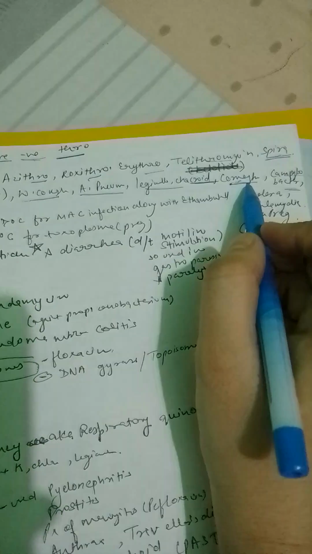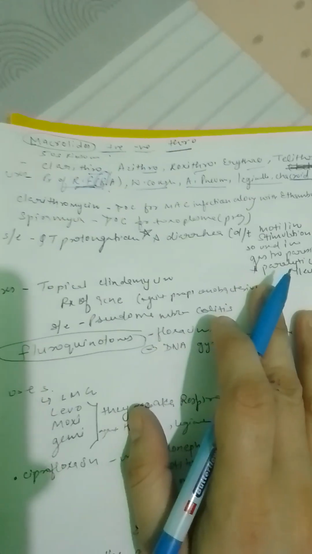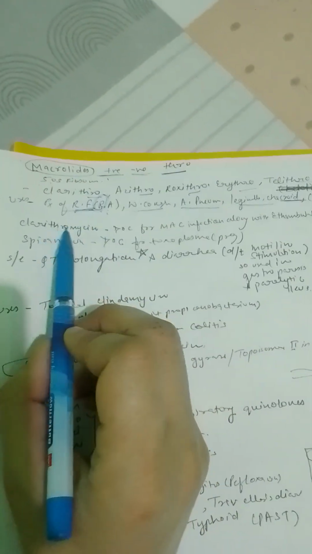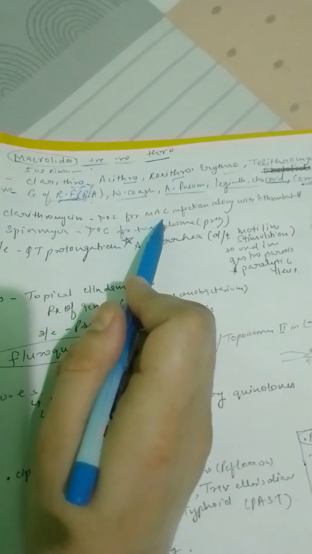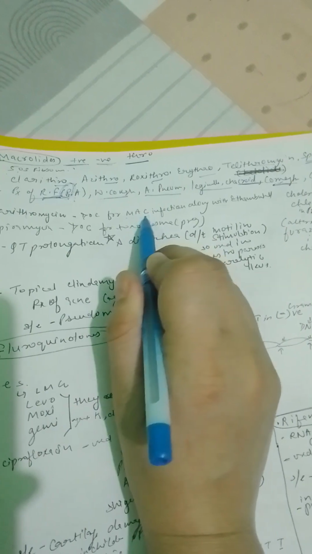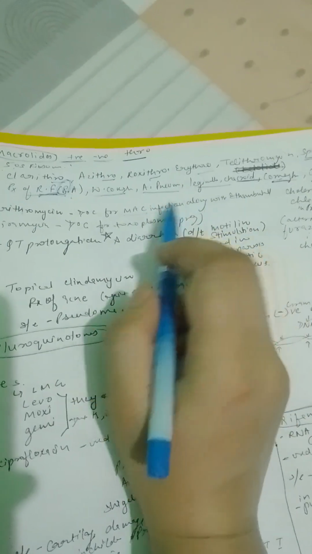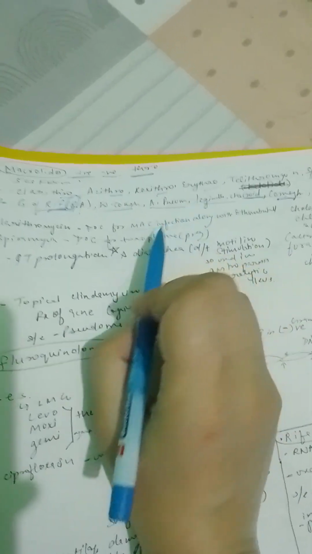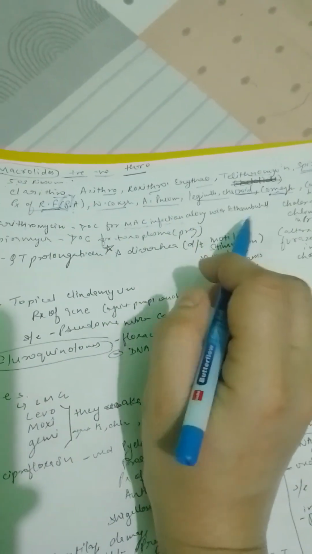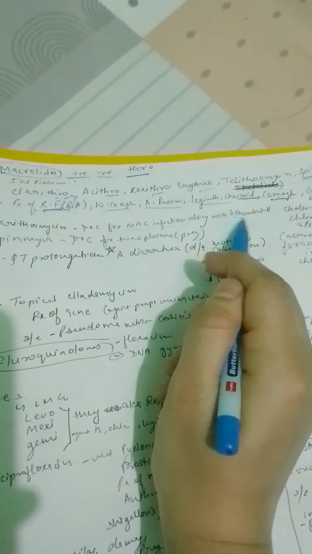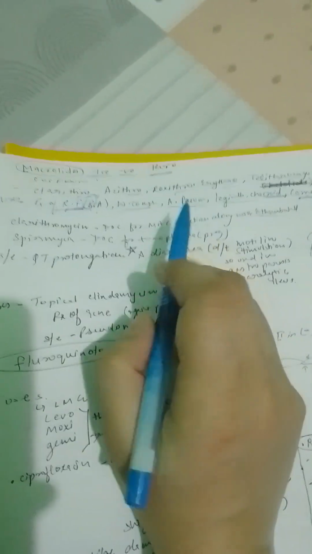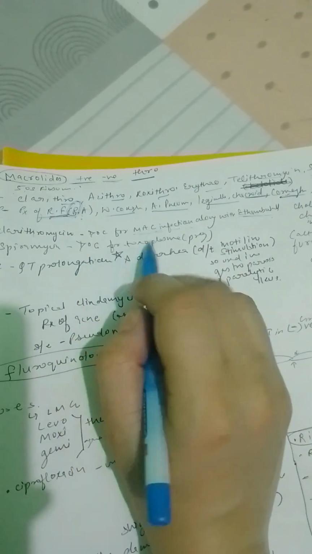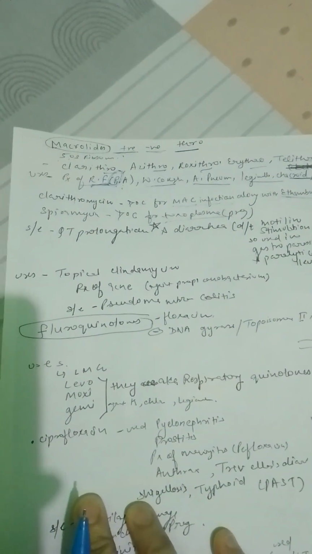Yeah, so continuing, an example is clarithromycin. Clarithromycin is a drug of choice for MAC infection, that is Mycobacterium avium complex infection. If the patient has MAC infection, then we will give clarithromycin with ethambutol. Another one is spiramycin. Spiramycin is a drug of choice for toxoplasma in pregnancy.